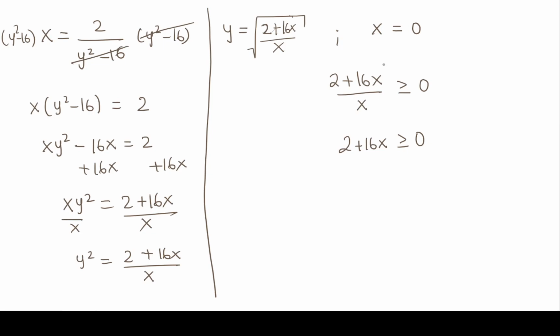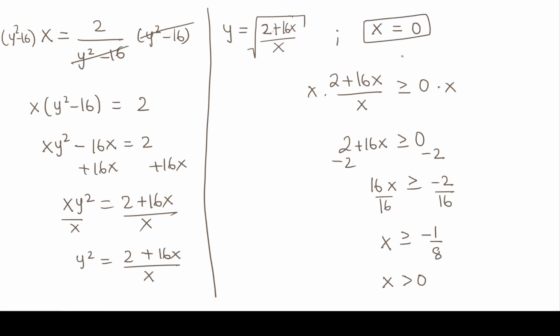So 2 plus 16x has to be greater than or equal to 0. And since we multiply x on both sides, this is what we get. And then subtract 2 on both sides since we're isolating for x, and then divide by 16 on both sides. And then we simplify this, that would give us negative 1 over 8. Another thing to keep in mind is that any negative value of x would make this whole function negative, since we have a separate x in the denominator. So x also has to be greater than 0. So those are the three constraints that we have.